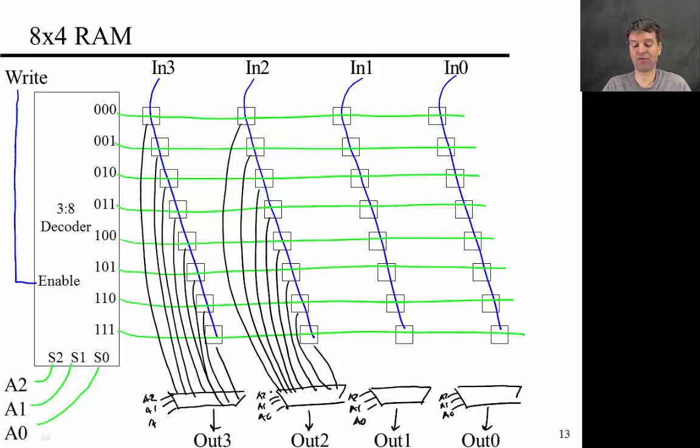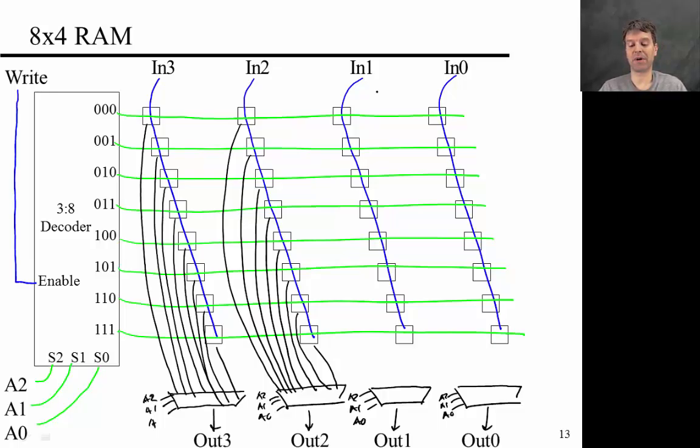So again, if you write, you're setting the control, the enabler on the decoder, to be 1. You're setting some value for this control input A2, A1, A0 that picks the row that you're going to write to, and into that row you're going to copy the number in 3, in 2, in 1, in 0.